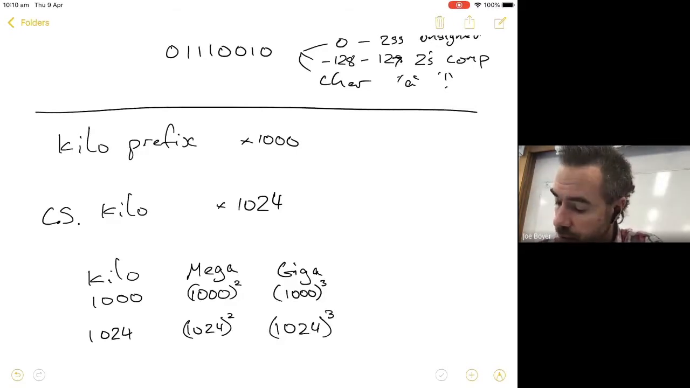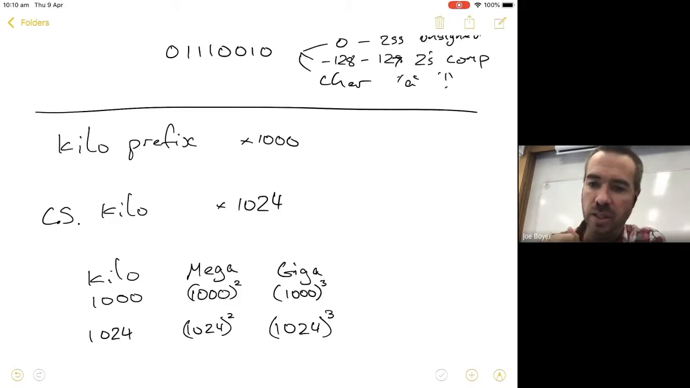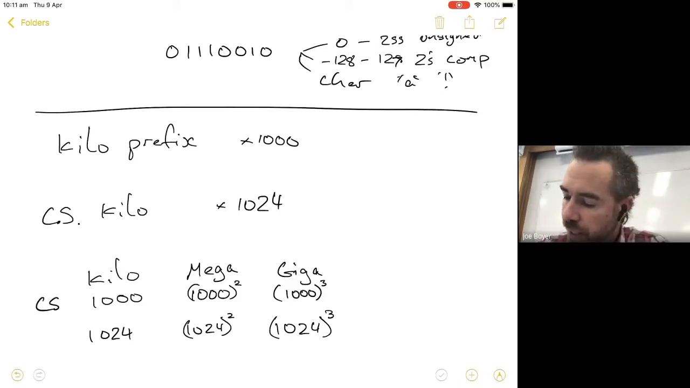Everyone was happy, apart from the scientists who said, you've changed our definition of kilo and we don't really like it. And so in 1998, it was decided by the IEC, which is a standards body, that it wasn't great having the word kilo meaning one thing in science and a different thing in computer science. So they officially announced that even in computer science, kilo is going to be 1,000 and not 1,024. And we're going to come up with new words for these ones.